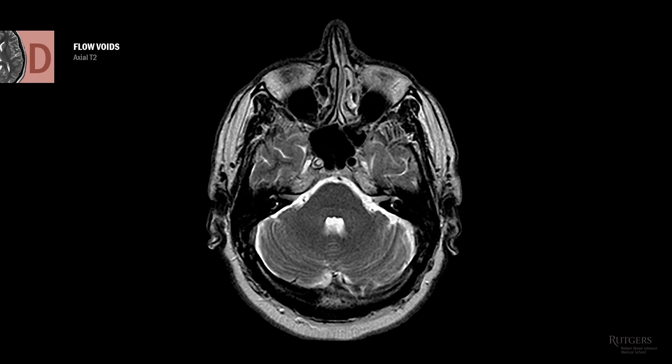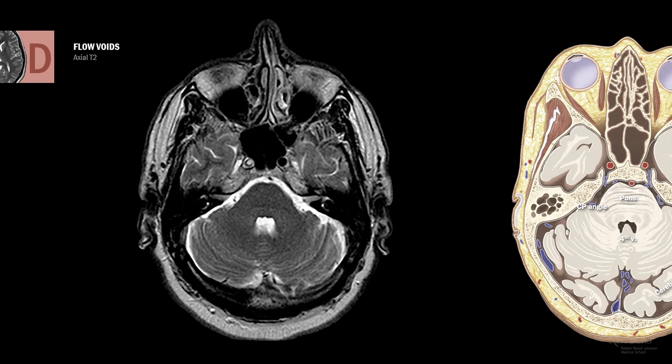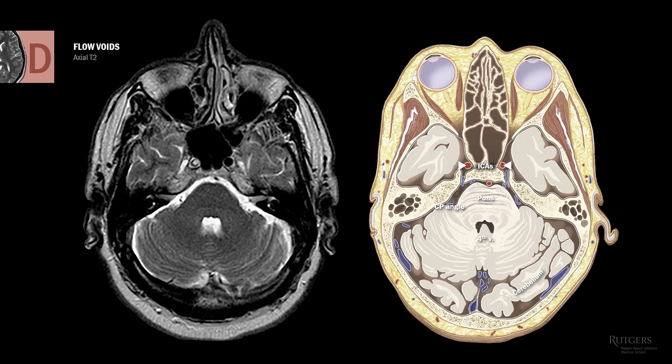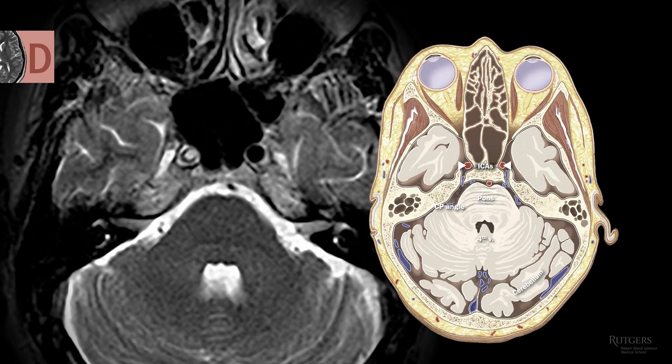What's wrong with this T2 image? Maybe an illustration will help. There's a flow void corresponding to the ICA on the patient's left. Where's the flow void on the right? Absent. The right carotid is occluded.